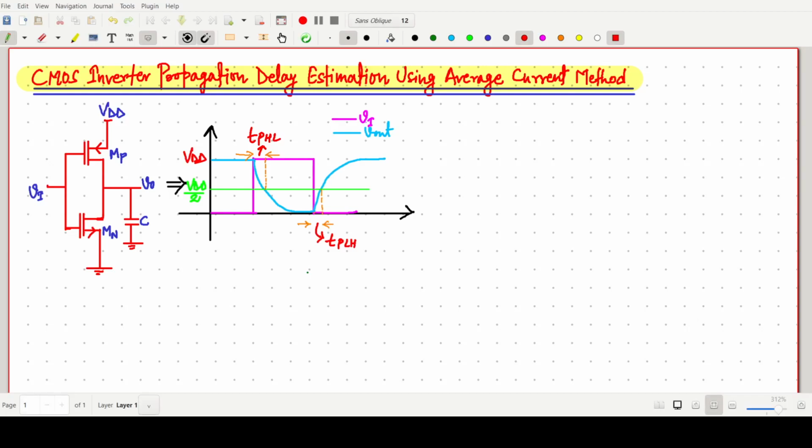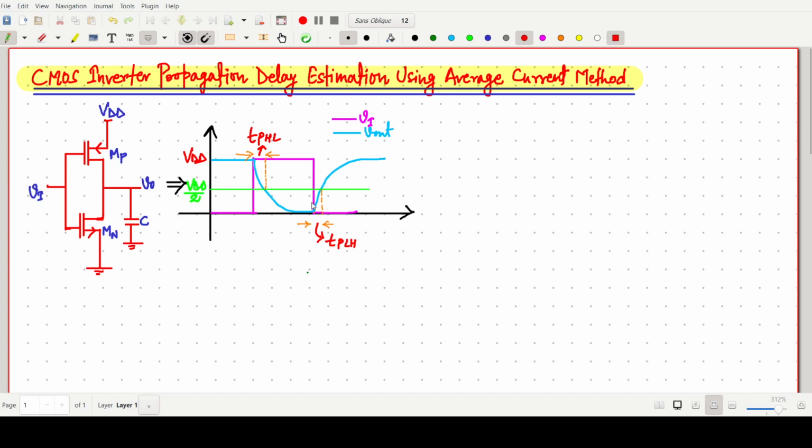Welcome everyone. In this video lecture, we will think about a theory section on CMOS inverter propagation delay estimation using the concept of the average current method. Before that, first we have to look at the CMOS inverter. This one is basically a PMOS, that is our MP. MN is the NMOS. Both the gates are connected to an input, say Vi, and we are taking an output to a capacitive load C.